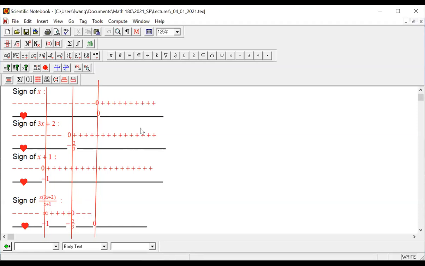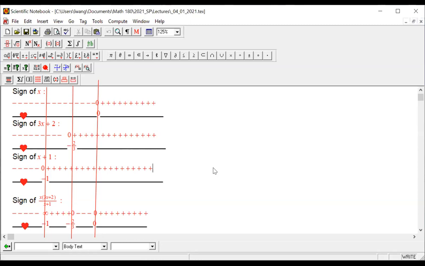At 0, what happens? It's 0. Beyond 0, what happens? Positive. 3 positive signs in the quotient, therefore they're positive. It's just a little bit more complicated, right? It's just one more interval. Okay.